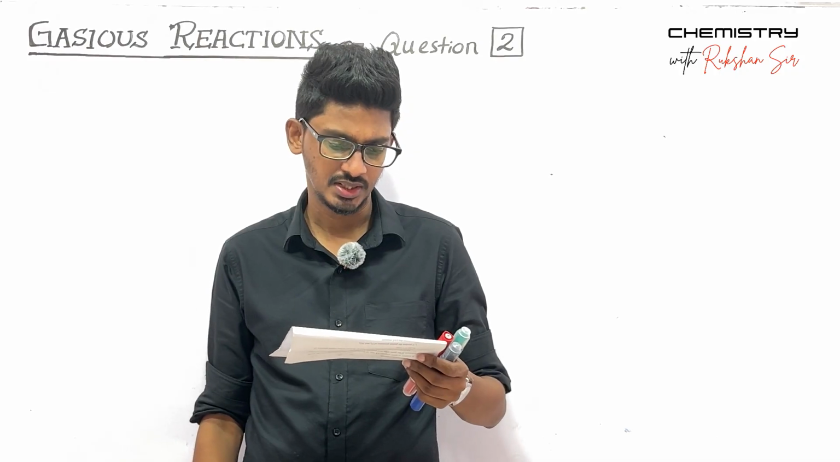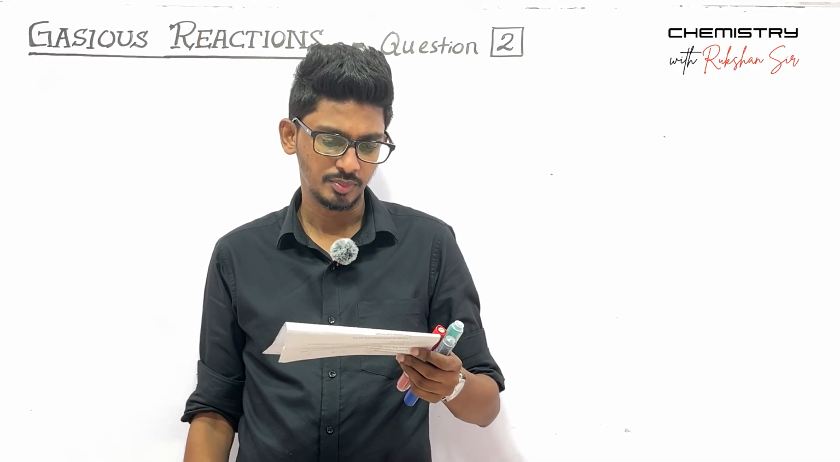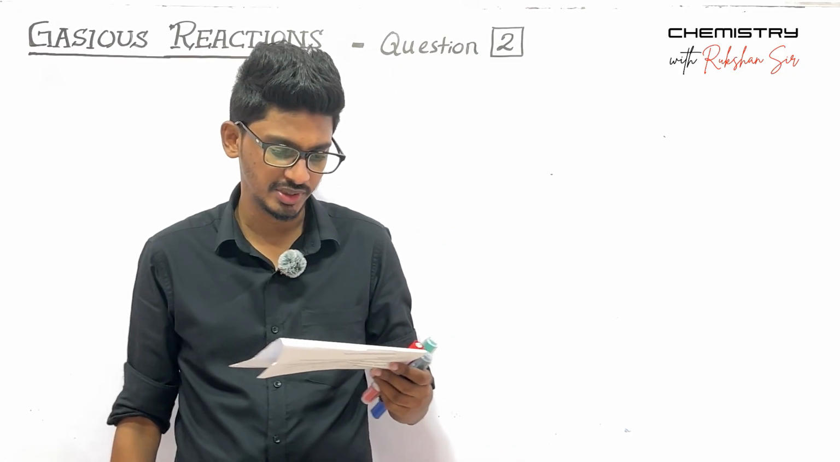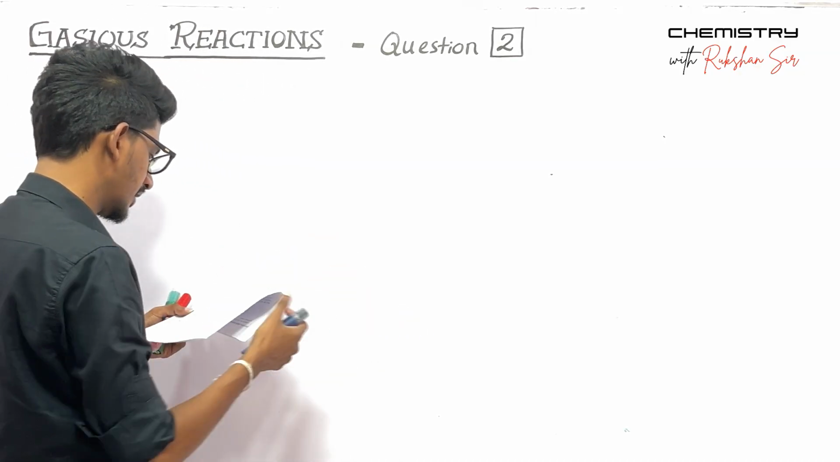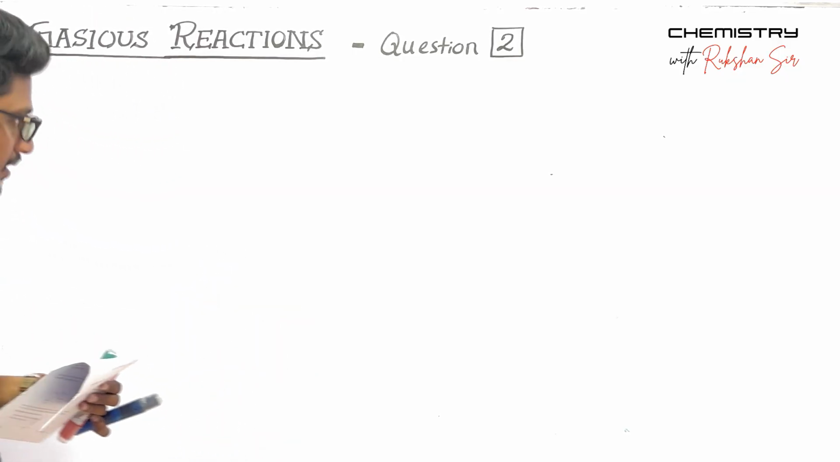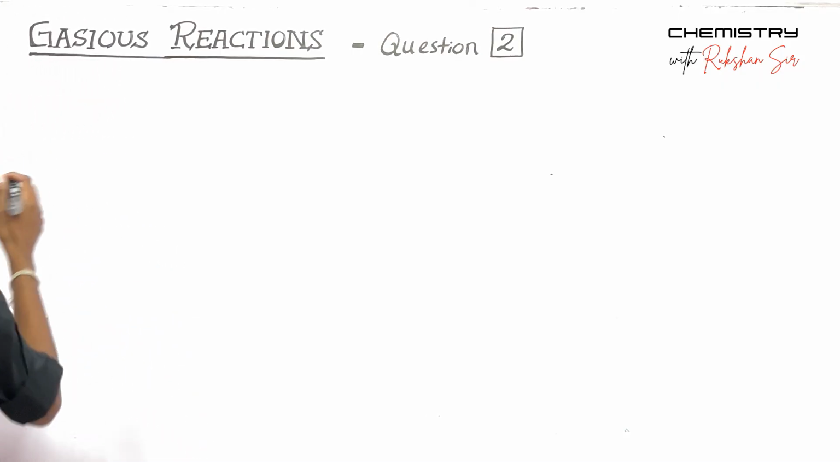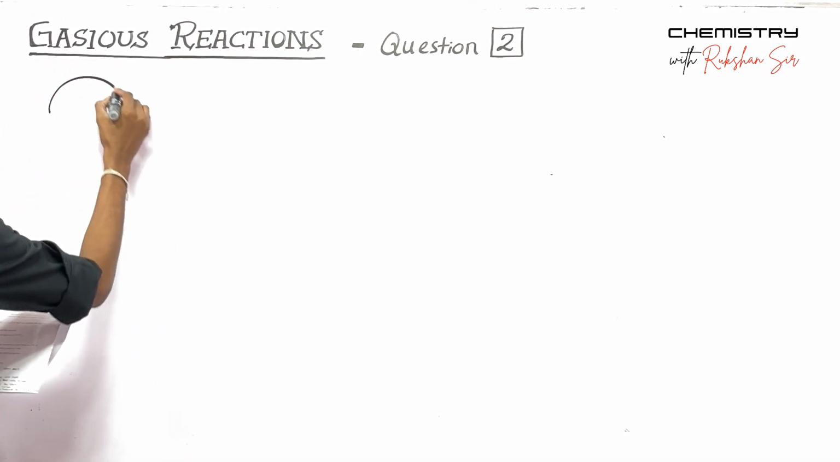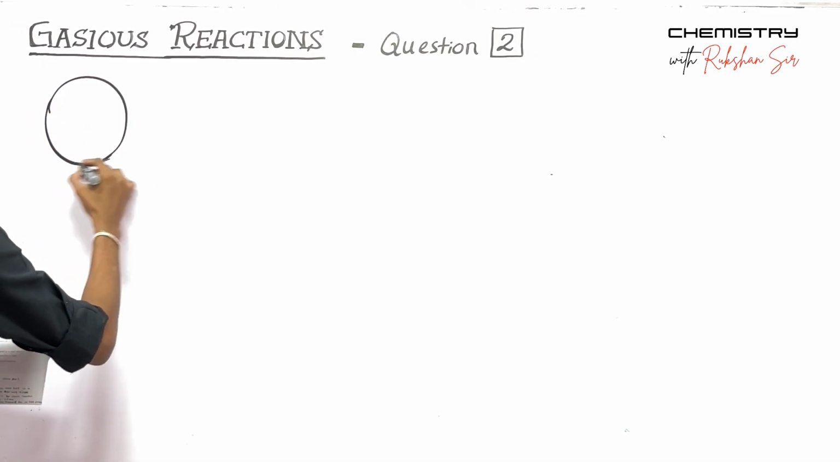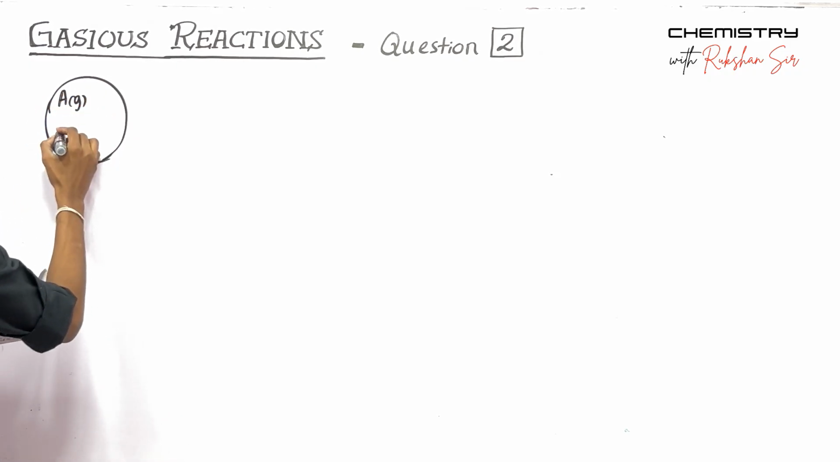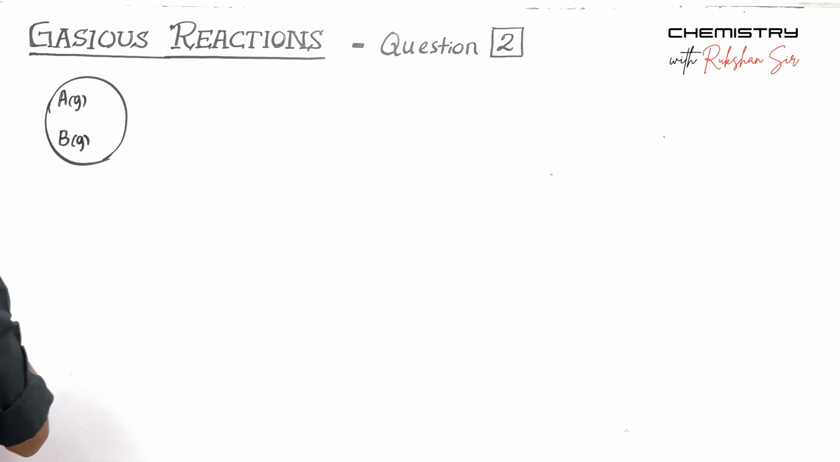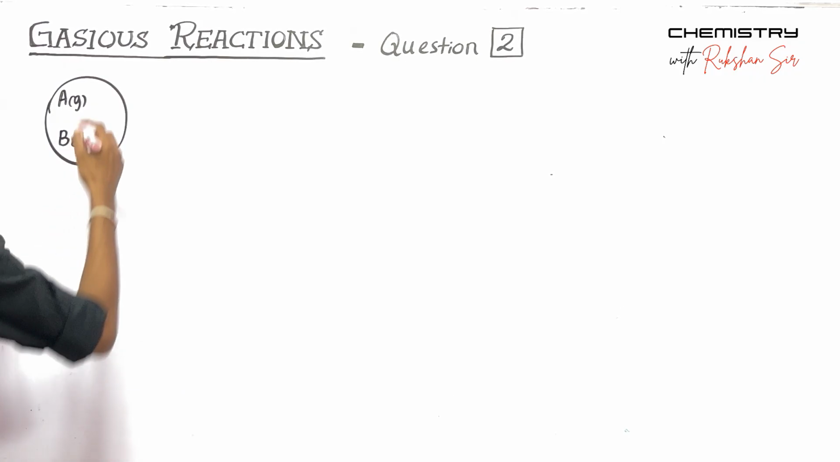The Roman number 1 says: when 0.3 moles of A gas and 0.7 moles of B gas are kept in a rigid vessel at 27 Celsius, the pressure of the vessel was 1 into 10 power 5 pascals. Let's draw that. In the first situation, you have a vessel containing A gas and B gas. The amounts are 0.3 and 0.7.